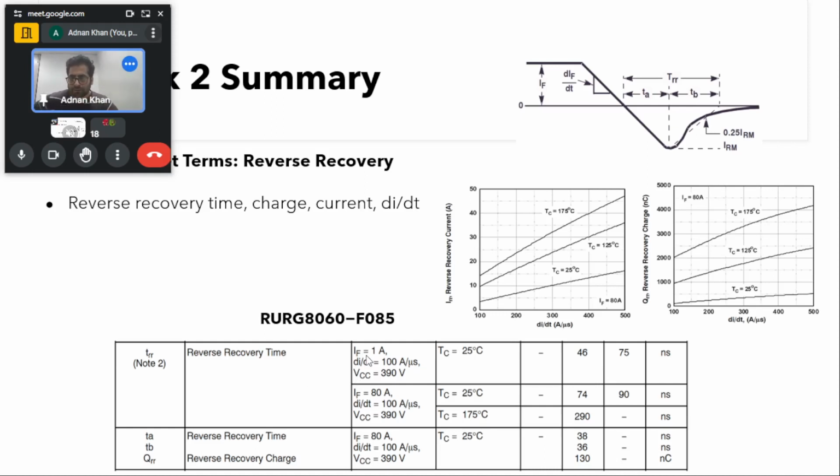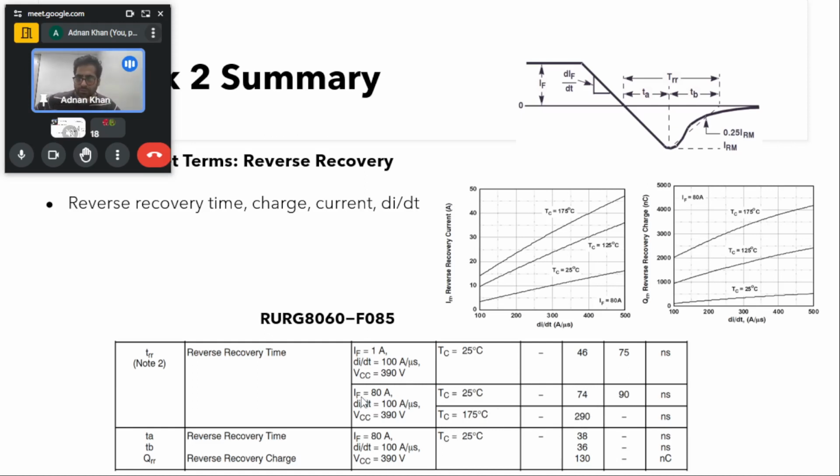If we have an IF of 1 amp, and di/dt of 100 amps per microsecond, and a VCC of 390, and the temperature is also given, then we have a typical reverse recovery of 46 nanoseconds, and maximum it can be around 75 nanoseconds. Similarly, for other parameters like 80 amps, given here at 25 and 127 degrees, we can have 74 nanoseconds and 219.